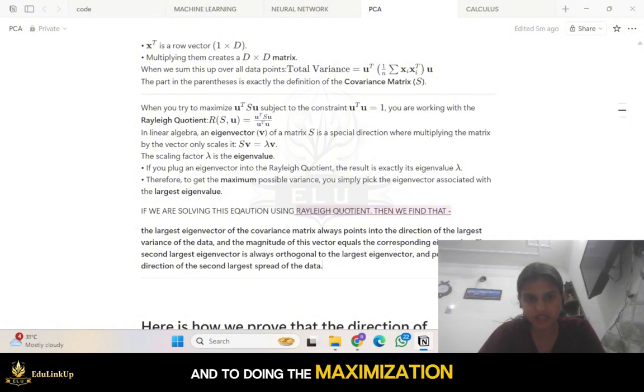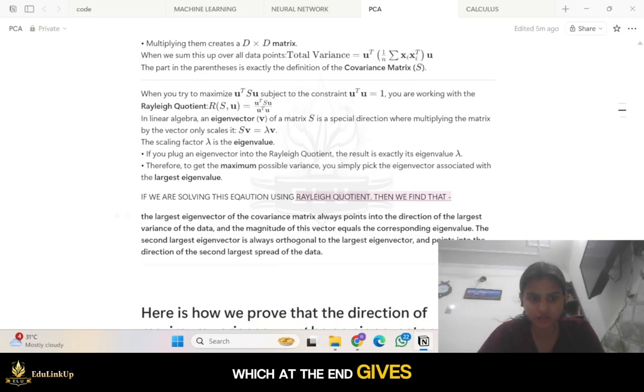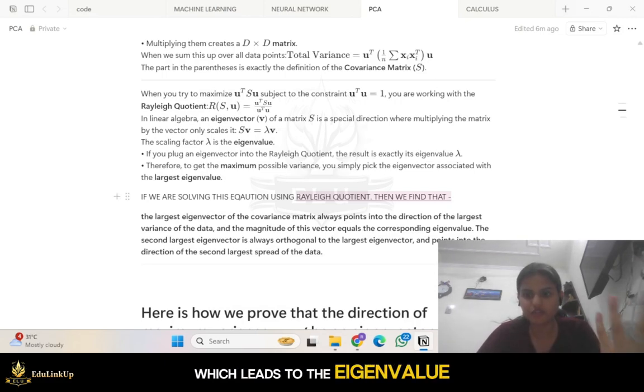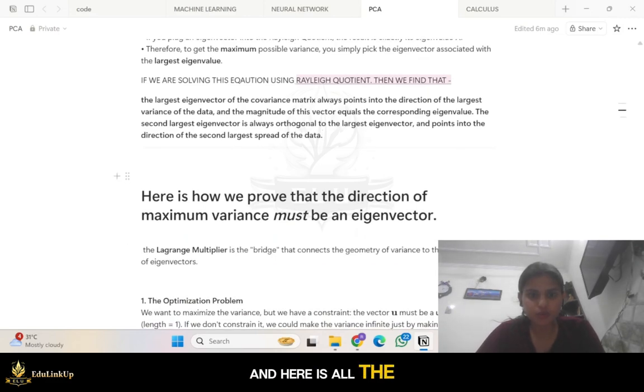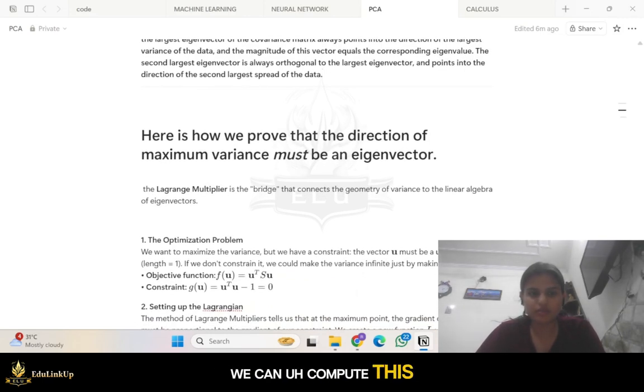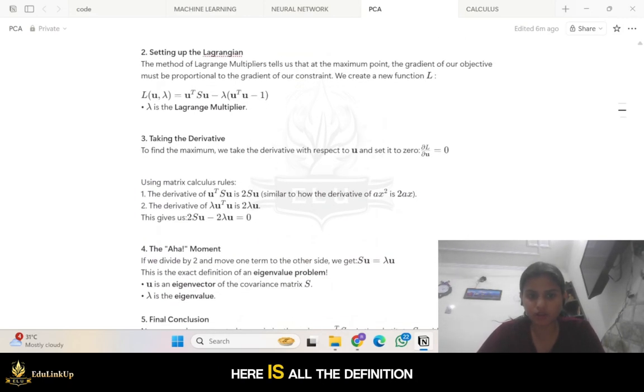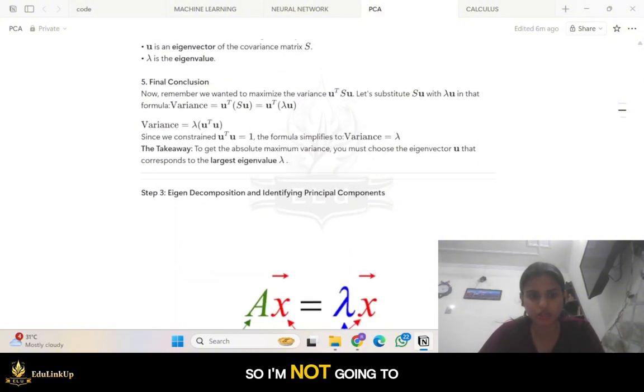To do the maximization, we use the Rayleigh quotient equation, which at the end gives you the result that the largest eigenvector of the covariance matrix always points in the direction of the largest variance of the data. And that is very true. To find the maximum direction without making the vector u infinitely long, we use a Lagrange multiplier, which leads us to the eigenvalue equation. And here is all the proof that the direction of maximum variance must be an eigenvector. We can compute this by applying the Lagrange multipliers. Here is all the definition. I have some time constraints, so I'm not going to explain this.